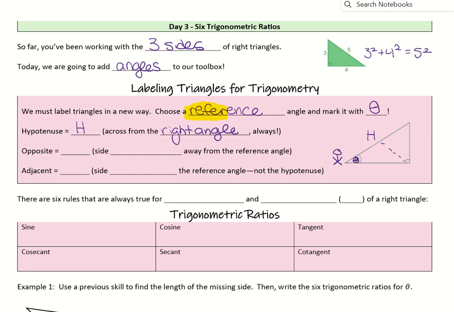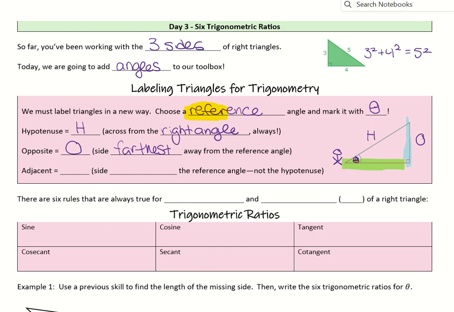Then we're going to look at the opposites. There's two sides left. There's this side right here, and there's this side right here. So how do we know which one is the opposite? Well, one of these sides is touching the reference angle. It's right next to the stick figure. The other one is away, opposite from him. So the opposite is always going to be the side that's not touching your reference angle. Opposite, we label with the letter O, and it's the side farthest away from your reference angle.